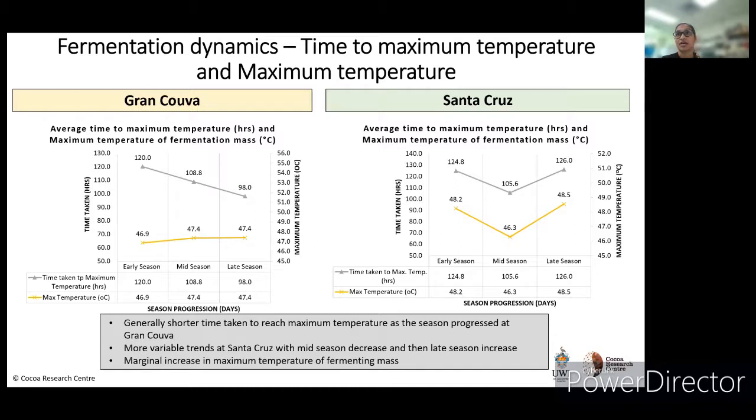Overall, there was a marginal increase in maximum temperature of the fermentation masses. This is linked to a faster fermentation, evidenced by a shorter time taken for the intersection of tester and cotyledon pH, as well as to decreasing bean volume being fermented, especially at Grand Couva. I will now hand you back to Dr. Sukha to continue with our focus now on sensory attributes.